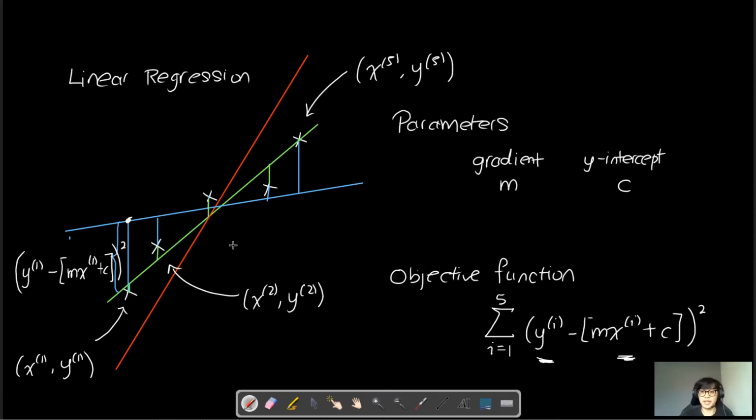And by choosing a different m and c, what you essentially did is to change the value of this objective function, which I'm going to call L now, right? So you can see that this objective function is parameterized by just two parameters, m and c. And given a choice of m and c, you get a different value for this objective function.